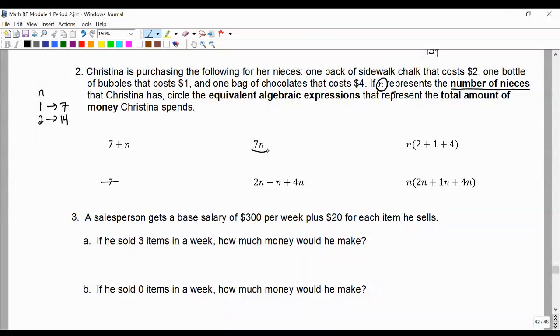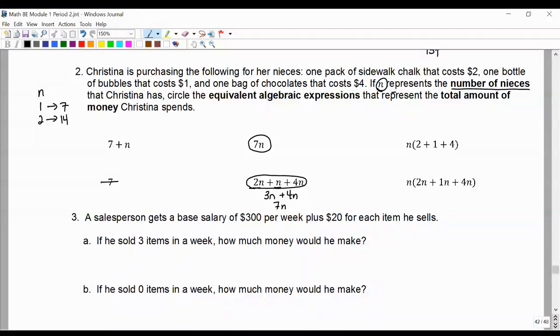This one looks correct because 7 times 1 is 7, and 7 times 2 is 14. All right, now that I got this one, I'm going to try to find some other ones. What about this one? 2n plus n is 3n, plus 4n is 7n. Okay, so this one must be equal.